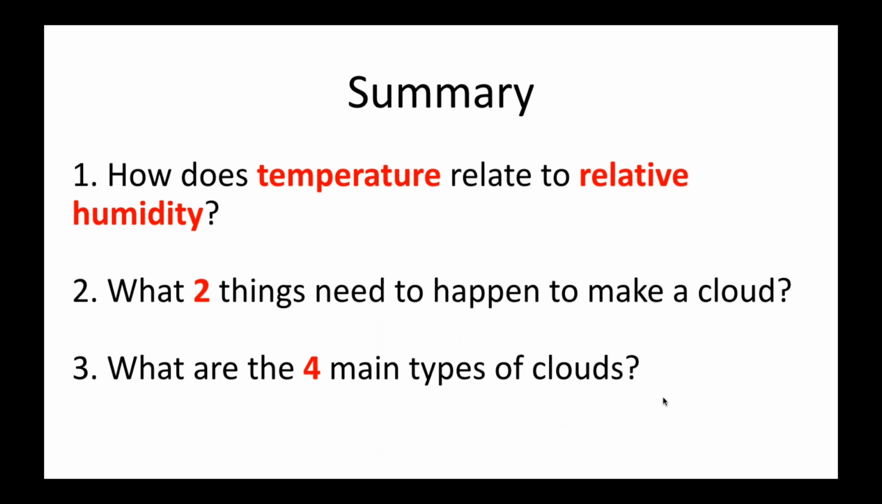All right, now that we've completed the notes, you're going to go find the Google form and complete the summary questions. Number 1, how does temperature relate to relative humidity? Number 2, what 2 things need to happen to make a cloud? And number 3, what are the 4 main types of clouds?